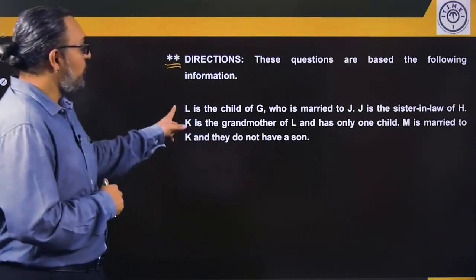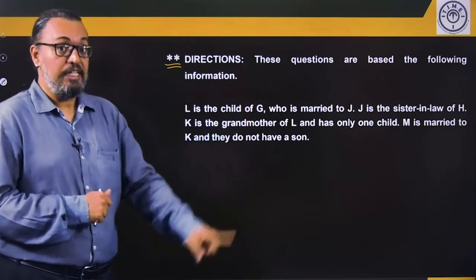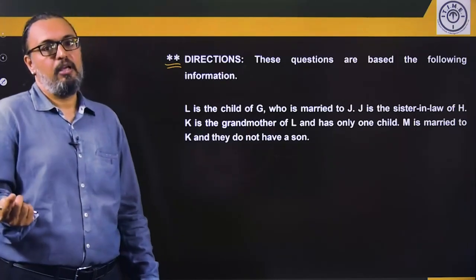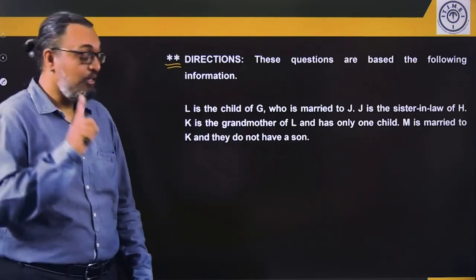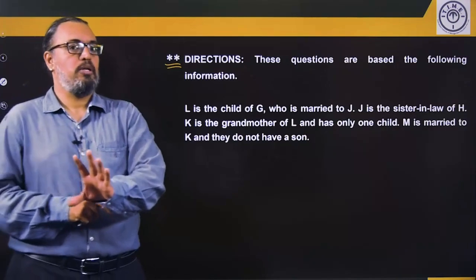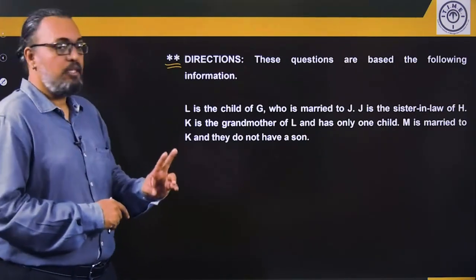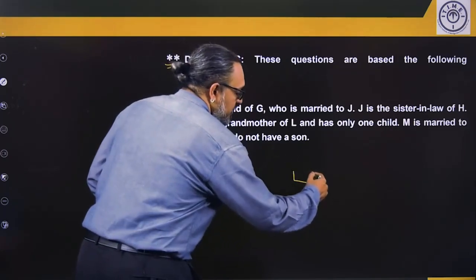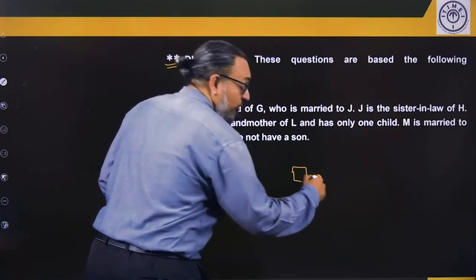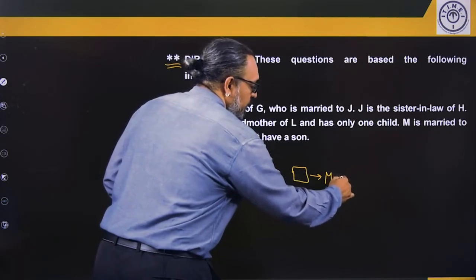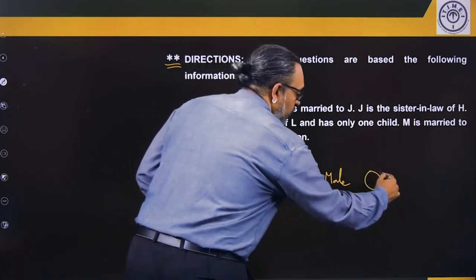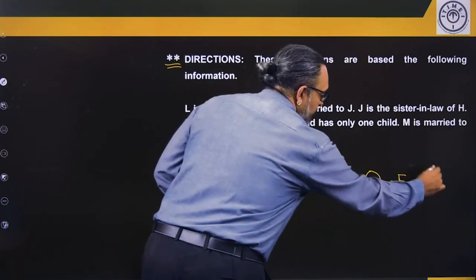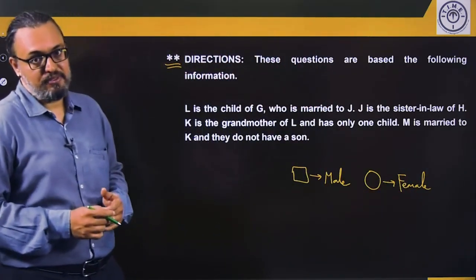Okay. So now he says L is the child of G. When he says child, it could be a son or a daughter. We do not know the gender, and gender is very important. We have two genders, male and female. For easy understanding, we consider a square around the alphabet to represent a male and a circle around it to represent a female. For simple representations, we use these symbols.